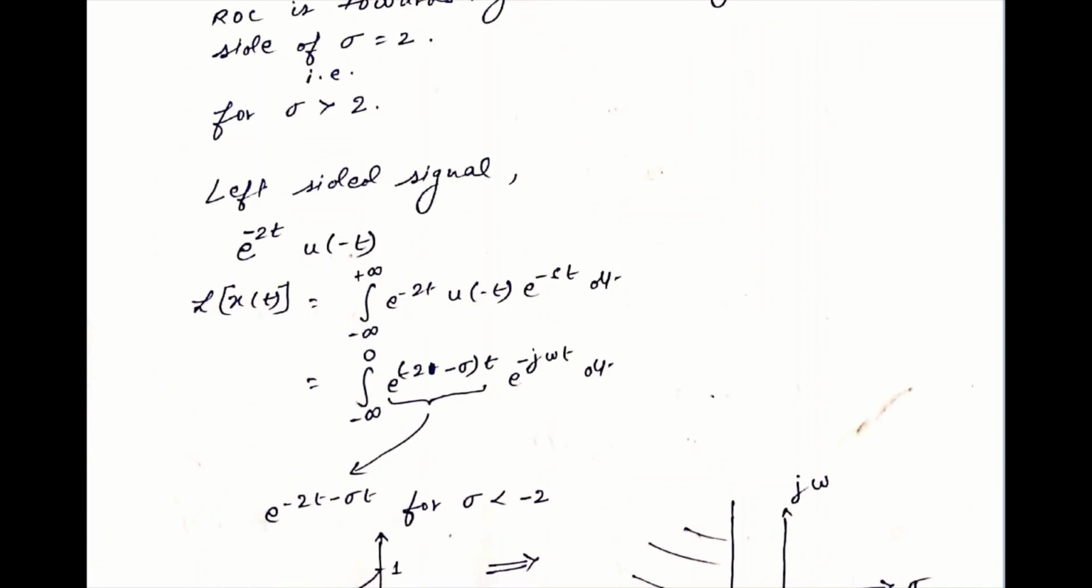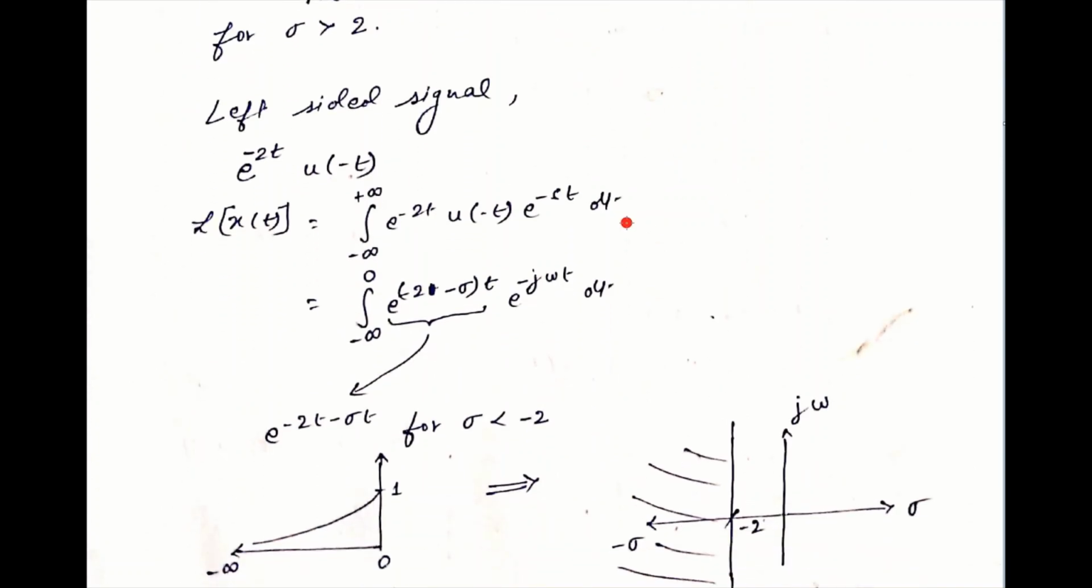So now we will see left-sided signals. Take an example, e raised to the power minus 2t u(minus t). We write it in the Laplace transform equation. This is the Laplace transform equation. Because of this u(minus t), the limit becomes minus infinity to 0. This is a left-sided signal. Now, when you write s in terms of sigma and j omega, it becomes e raised to the power minus (2 minus sigma) t and e raised to the power minus j omega t dt.